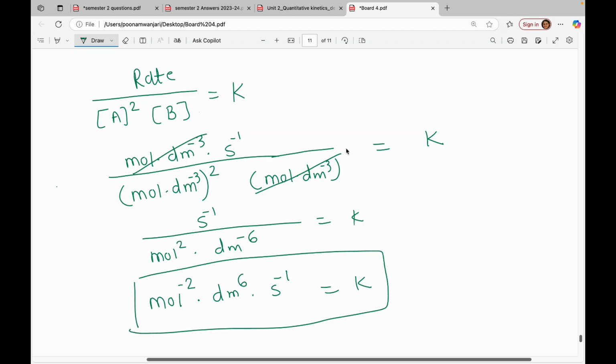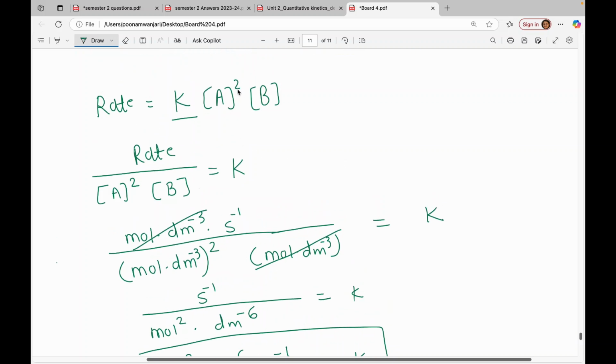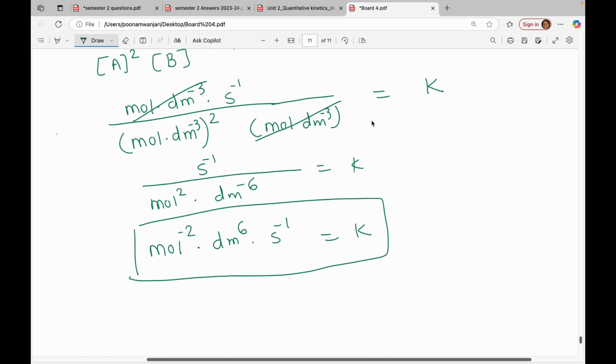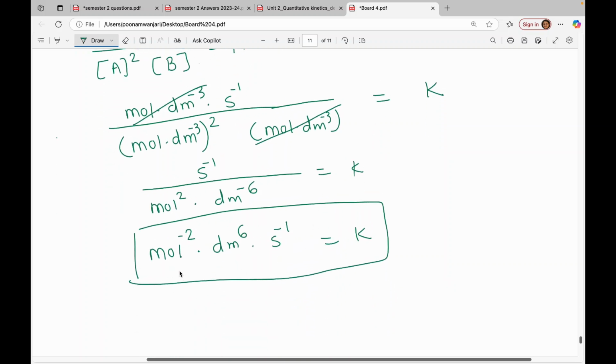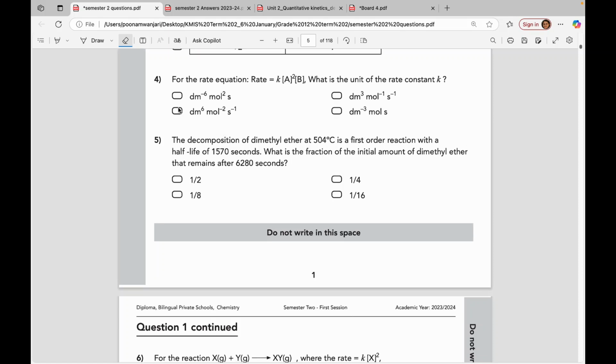And now if you know the reaction is third order, as we can see here, it is second order with respect to A and first order with respect to B, you can directly learn the unit for a third order reaction: mole to the power minus 2, dm to the power 6, and second inverse. You will get the unit for the rate constant. So here we can find our answer. Your answer is C.